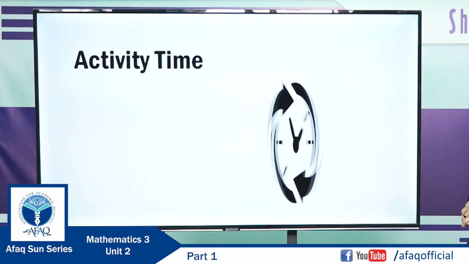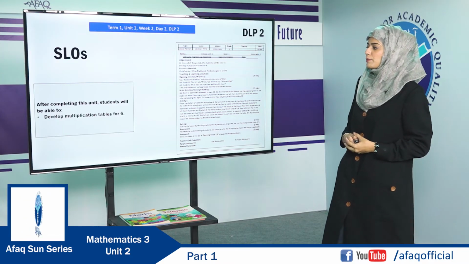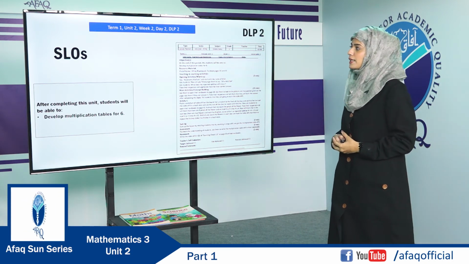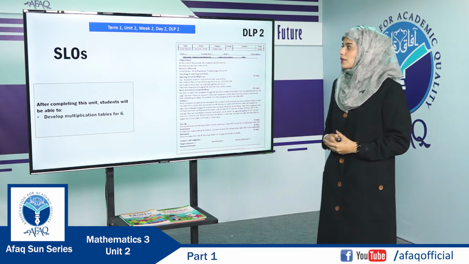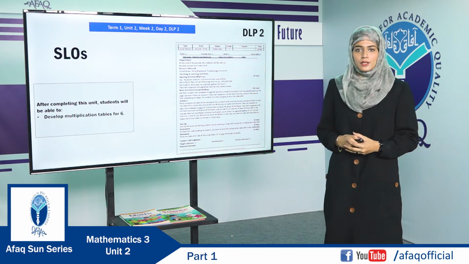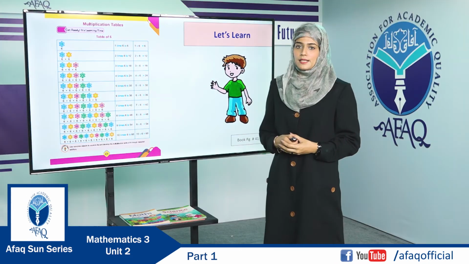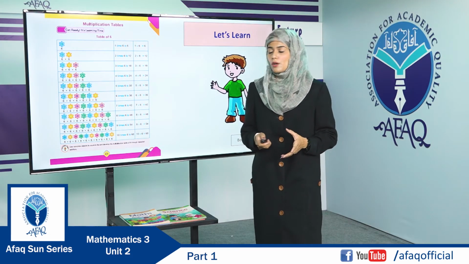It's an activity time. Let's see the activity. In this SLO, we are going to develop the multiplication table for 6. To cover this, the methodology has been given in DLP 2, which falls in term 1, unit 2, week 2, day 2. On page number 41, we have the table of 6. Let's see how we develop the table of 6.